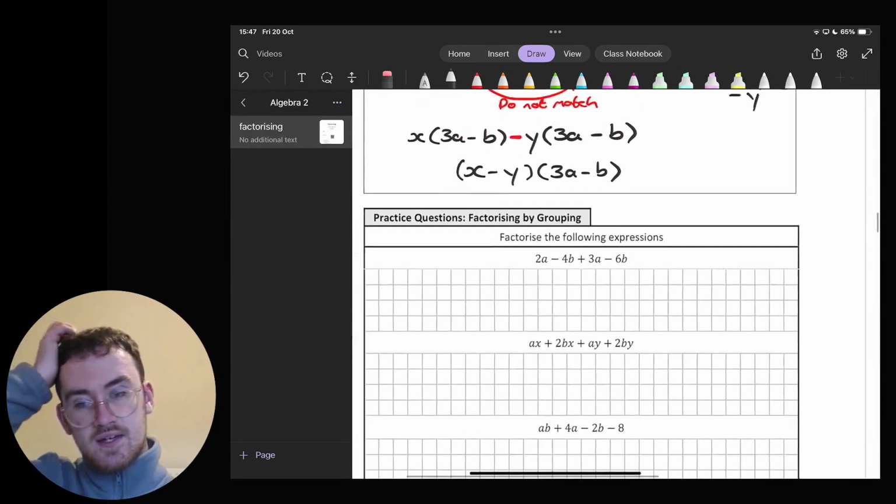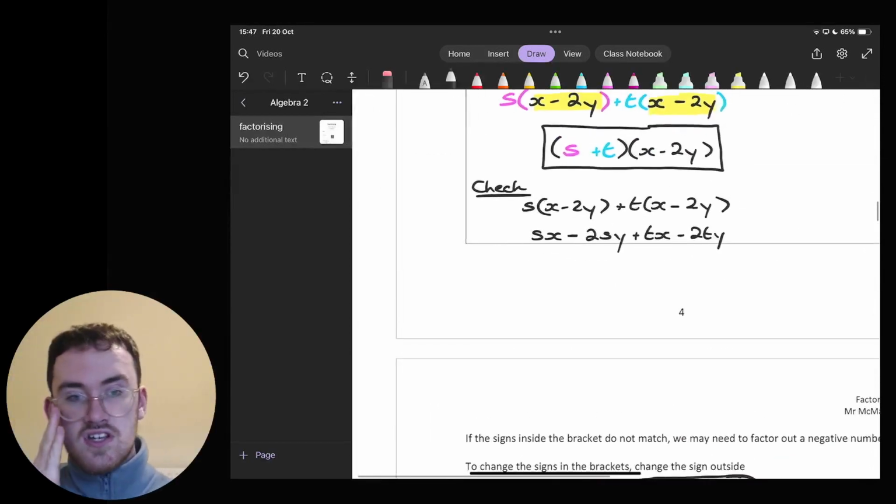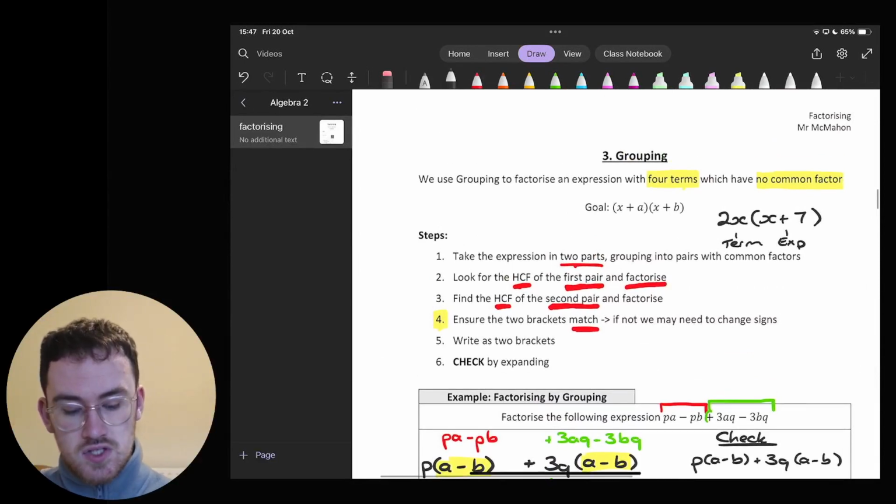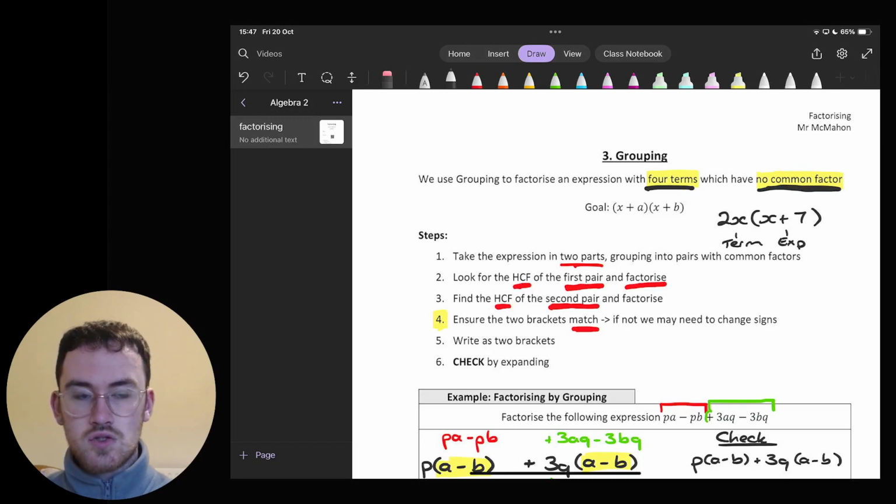And the last key thing with grouping to be sure that you're remembering is just when and how we recognize it. So we use it when we have 4 terms which have no common factor across all 4. So once you can recognize it and once you can do the steps in following your grouping, then you're sorted.